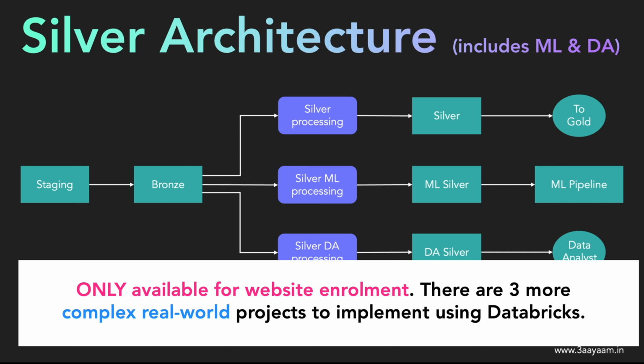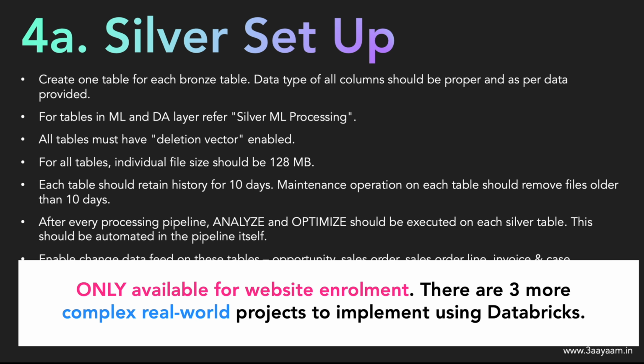From the same bronze layer, there would be three different silver layers. One would be the silver layer for the data processing or data engineering pipeline. One silver layer processing would be for the machine learning pipeline and one would be for data analytics. And this is how we'll do the setup. You'll have to create one table for each bronze table which is there. And you'll have to make sure that the data type of all columns is proper and as per the data provided. Before the ingestion and load, I have shared the detailed schema where you can get a sense of how the records would be.